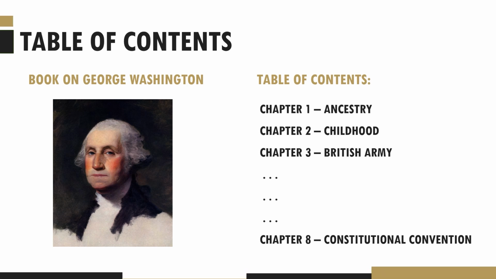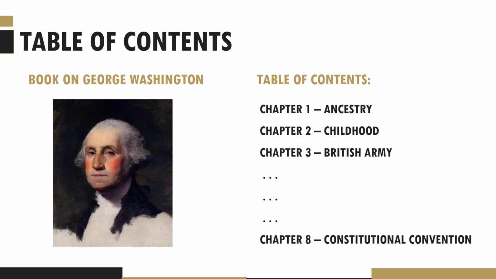So, for example, you have a book about George Washington, and you wanted to read about his contribution to the Constitutional Convention. You could go to the table of contents and see Chapter 1 is about his ancestry, Chapter 2 about his childhood, Chapter 3 about his time in the British Army, and so forth. Eventually you see that Chapter 8 is about the Constitutional Convention, and that's where you would turn in the book.